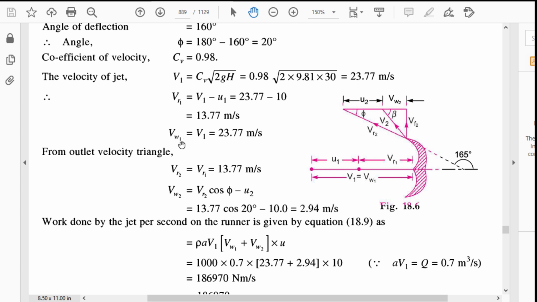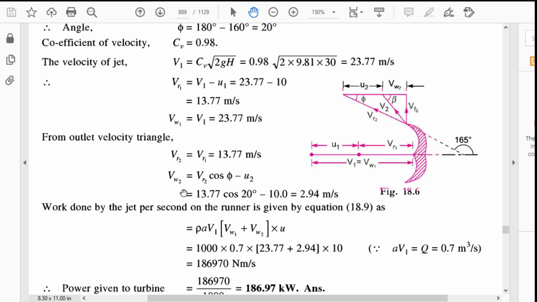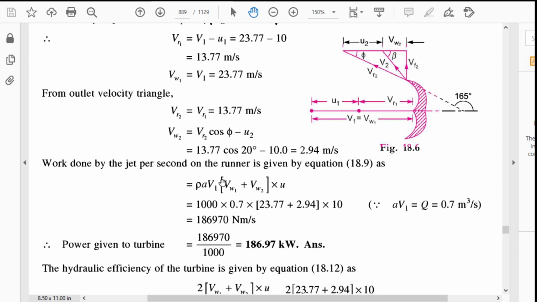Now up to this, VW1 is known, VW2 is known, and U is also known. So by using this we can find out the work done by the jet per second on the runner by using the equation that we have studied as rho a V1 in bracket VW1 plus VW2, into U. Okay, VW1 plus VW2 into U.